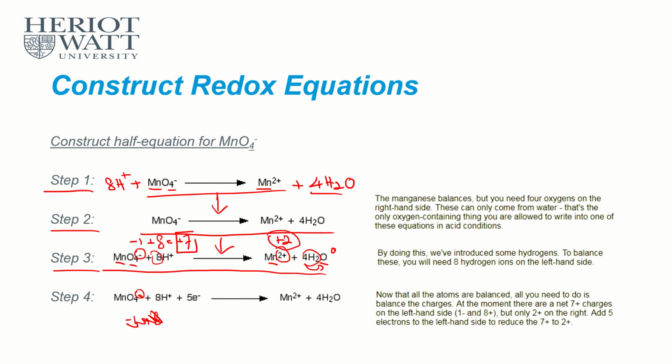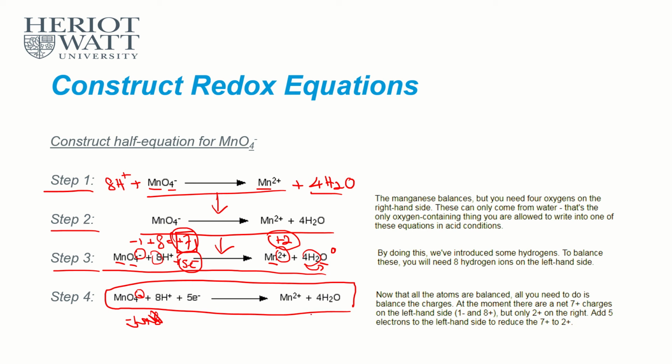Now, one is plus 7, one is plus 2. In order to balance the charge, we always add in electrons. The question is, where should I put the electrons in order to make both sides balance? Of course, you put the electrons on the left, because 7 plus, 5 electrons, you get 2 plus, which is the same on the right now. So therefore, the electrons appear on the left-hand side. So this is the final equation where we have balanced the charge as well as all the elements in it.